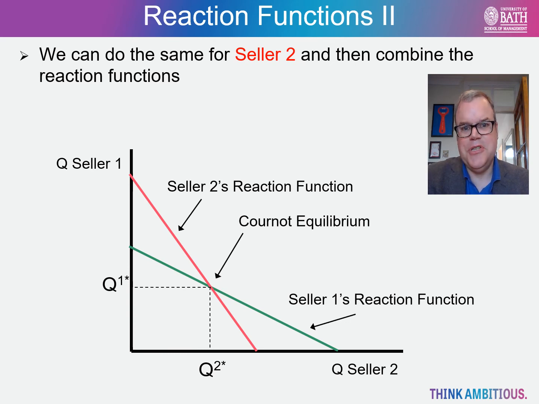We can, of course, also construct a reaction function for seller 2, and this describes seller 2's best response given the output of seller 1. In this diagram, seller 2's reaction function is the red line, and output levels are given along the horizontal axis, and seller 1's reaction function is the green line, with output levels given along the vertical axis. Where they cross, you get the Cournot equilibrium.